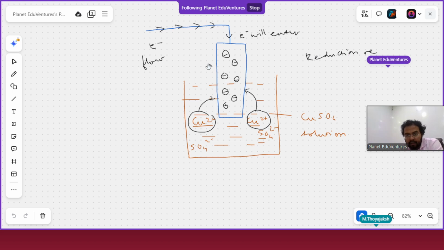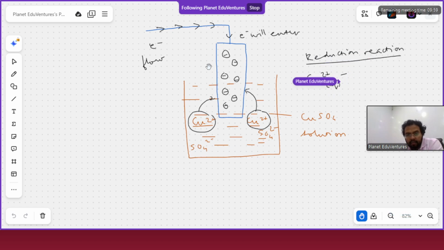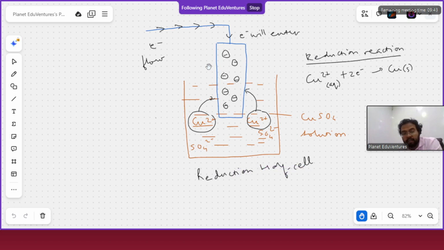Okay, like earlier we wrote the oxidation reaction. Now we'll write the reduction reaction. And what is the reduction reaction? Cu2+ aqueous will combine with two electrons to form Cu solid. So this is known as which half cell? The previous one was called oxidation half cell. This is known as reduction half cell because what is happening on this half cell? Reduction is happening. Okay, and what is reduction? Electrons are accepted by copper. When copper accepts electrons, it gains electrons. Whenever there is a gain of electrons, it is known as reduction. Okay, I hope all of you are understanding.